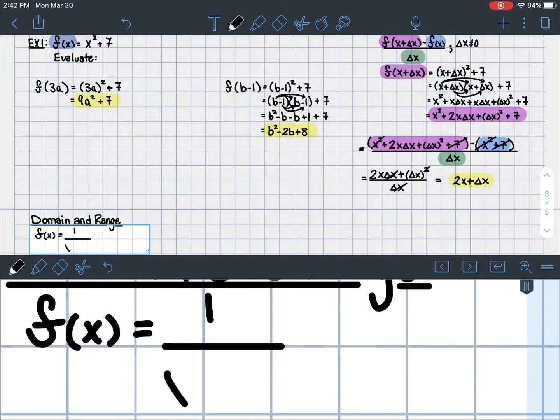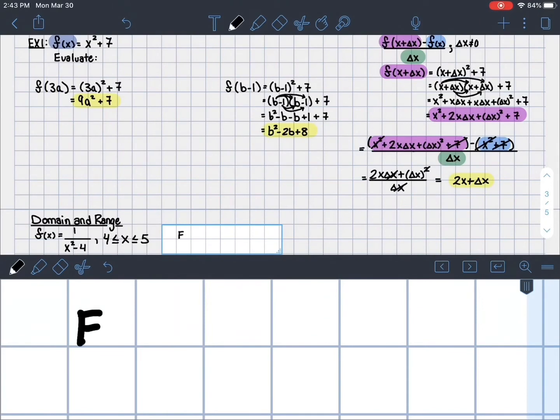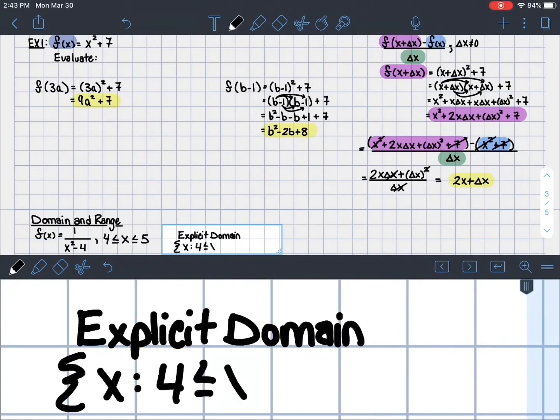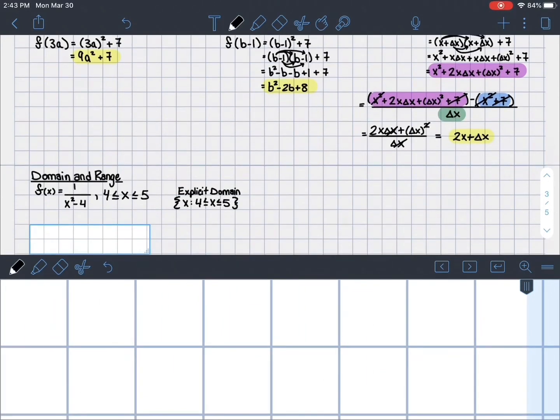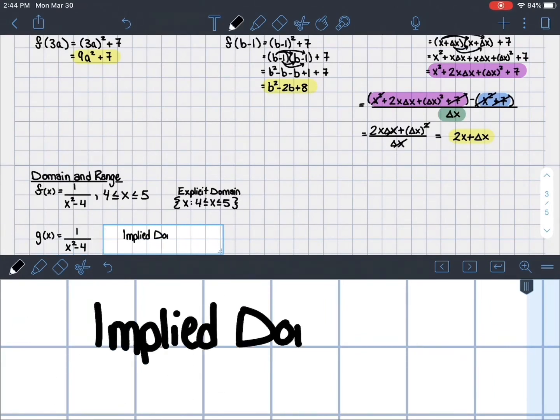Domains and ranges are the set of all inputs and the set of all outputs. In this example, we have an explicit domain. It's given to us very specifically, and we can use the notation to say this is the domain. In this example, we'll call it g of x.